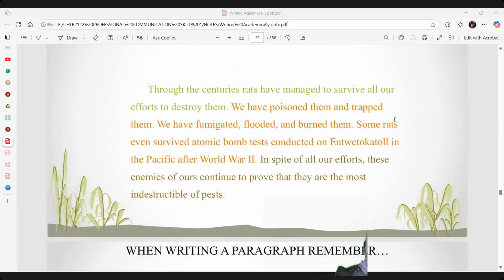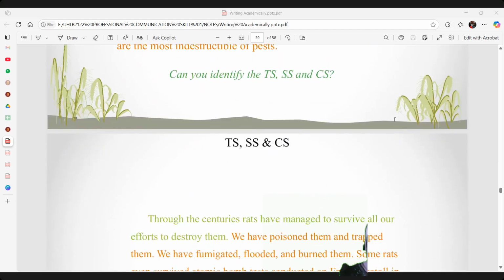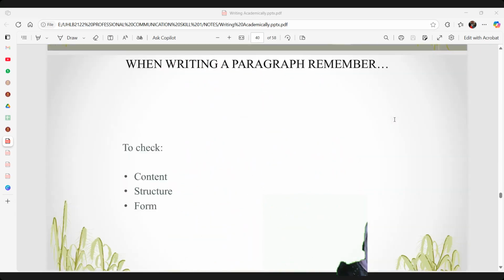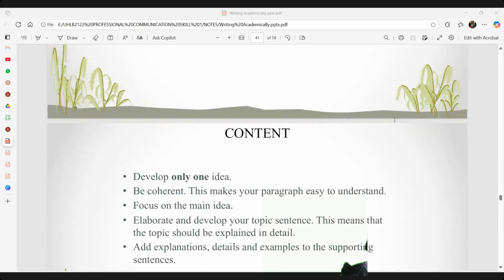Now, if you notice, the different color means different function. So you will start with the topic sentence, supporting sentences, and concluding sentence. When writing a paragraph, you have to remember, number one, to check the content, to check the structure, and to check the form.